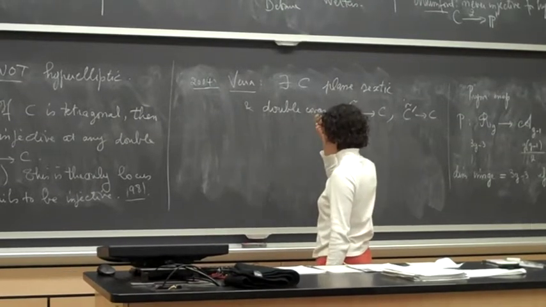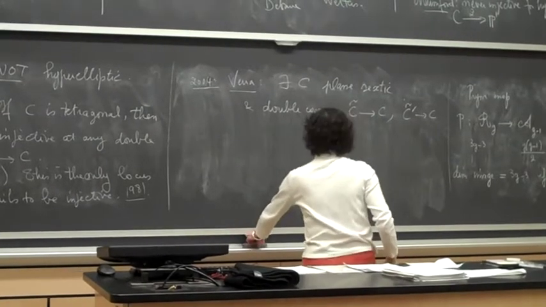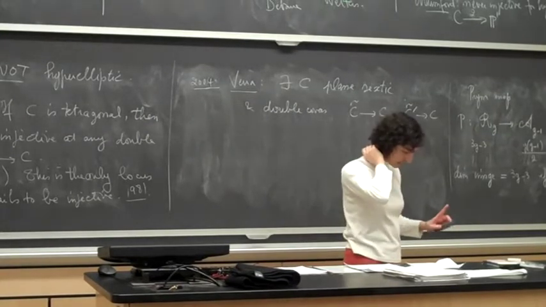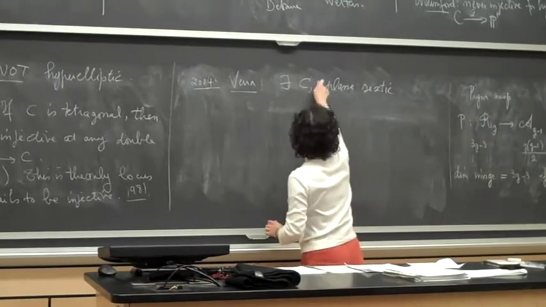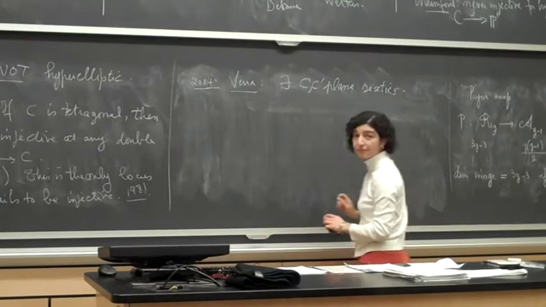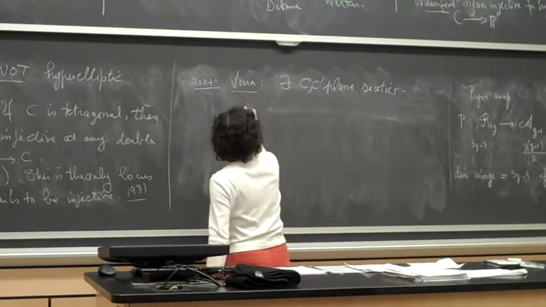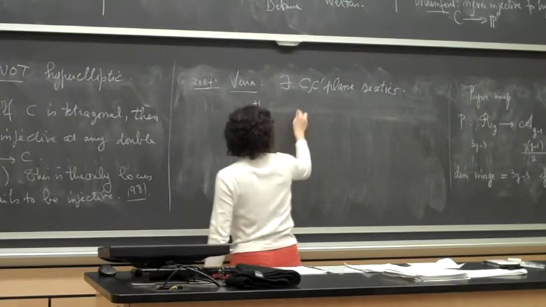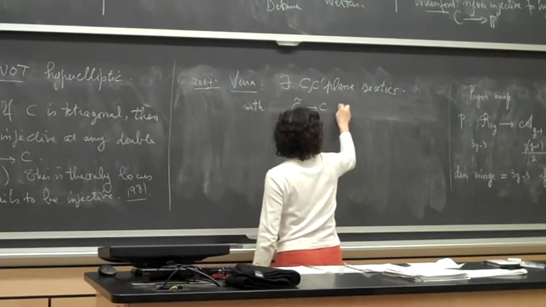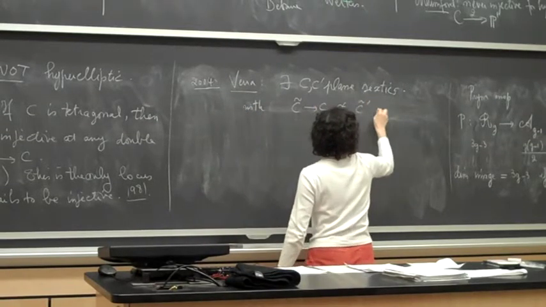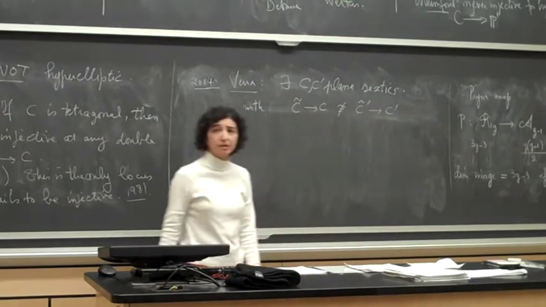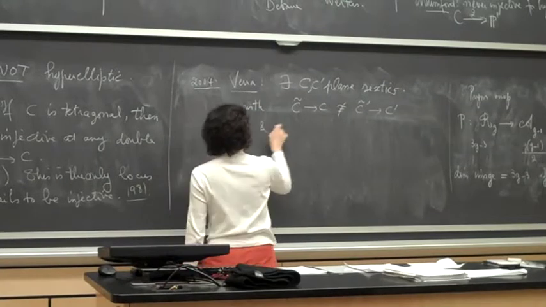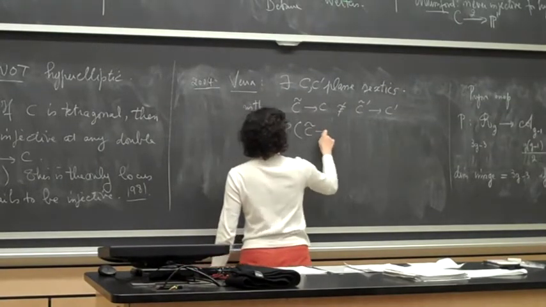Sorry, no, just a minute. There exists... no, the plane sextics were different. There exist plane C and C prime, plane sextics, with C tilde non-isomorphic to C prime tilde. Actually the curves themselves were not isomorphic, the C and C prime, and the same Prym variety.